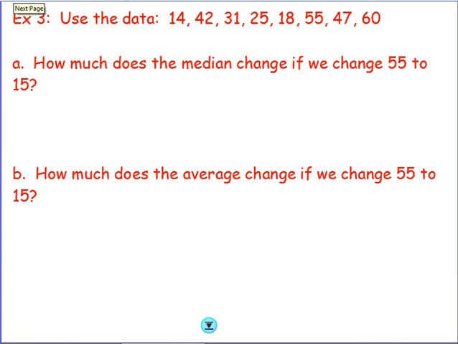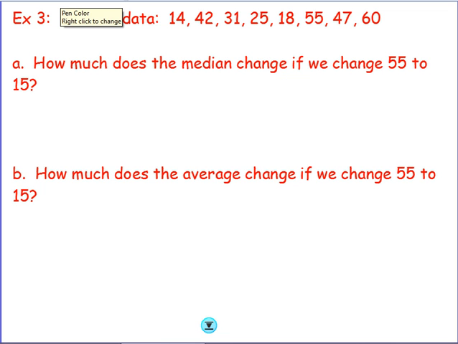So let's look at example 3. You are told to use the data 14, 42, 31, 25, 18, 55, 47, and 60. First question, how much does the median change if we change 55 to 15? So we're making a change in the data. The thing is, in order to answer this question, we need to know a before and an after data value. So let's start with the original data, and let's find the median first.